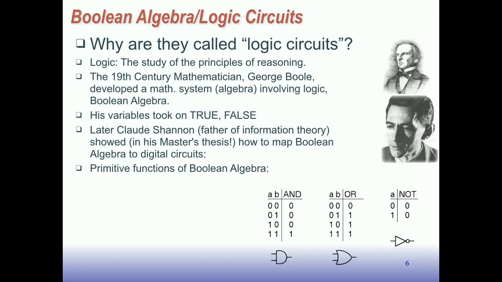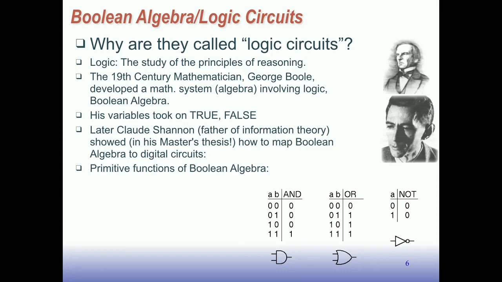Right? So that was all fine and good, and it had nothing to do with electronics at all until Claude Shannon. And you may have heard of Claude Shannon. He's the father of information theory. He's become very important in wireless communication, where we talk about a Shannon limit, which is how much information you can put over the air. Before he did communications, he had a master's thesis, I think it was at MIT, where he showed how you could map Boolean algebra to digital circuits.